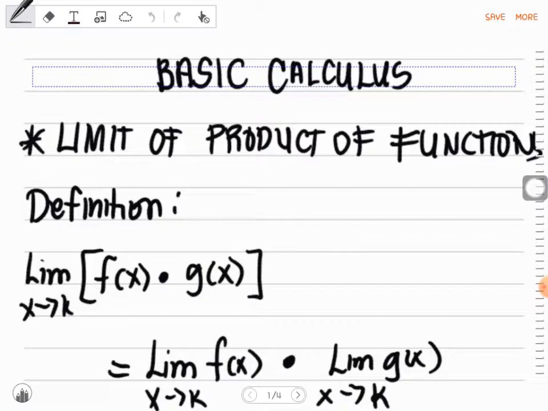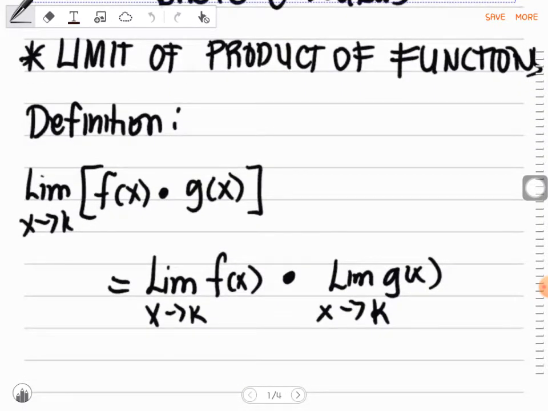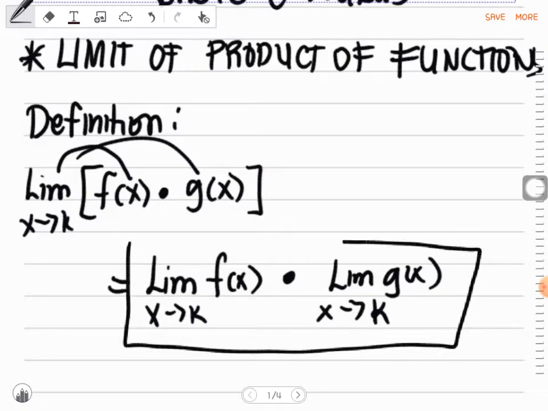Now, we have this limit of product of functions as our next topic for basic calculus. The definition: we have the limit of the quantity f of x times g of x as x approaching k. That means the limit of f of x as x approaching k is to be multiplied to the limit of g of x as x approaching k. So parang dinistribute lang siya. Okay? Ganun yung itsura niya. So we need to remember this in order to solve the following given examples.